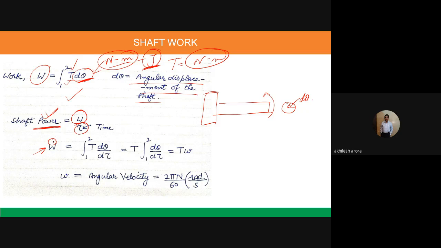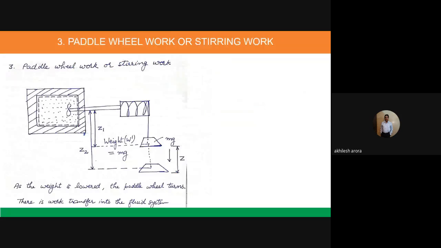Okay, so T into d theta by d tau, and this value d theta by d tau is nothing but omega. The value of torque is constant, so it has been taken out of the integration sign, and d theta by d tau can be regarded as the angular velocity. Angular velocity can also be given as 2 pi n divided by 60 radians per second.